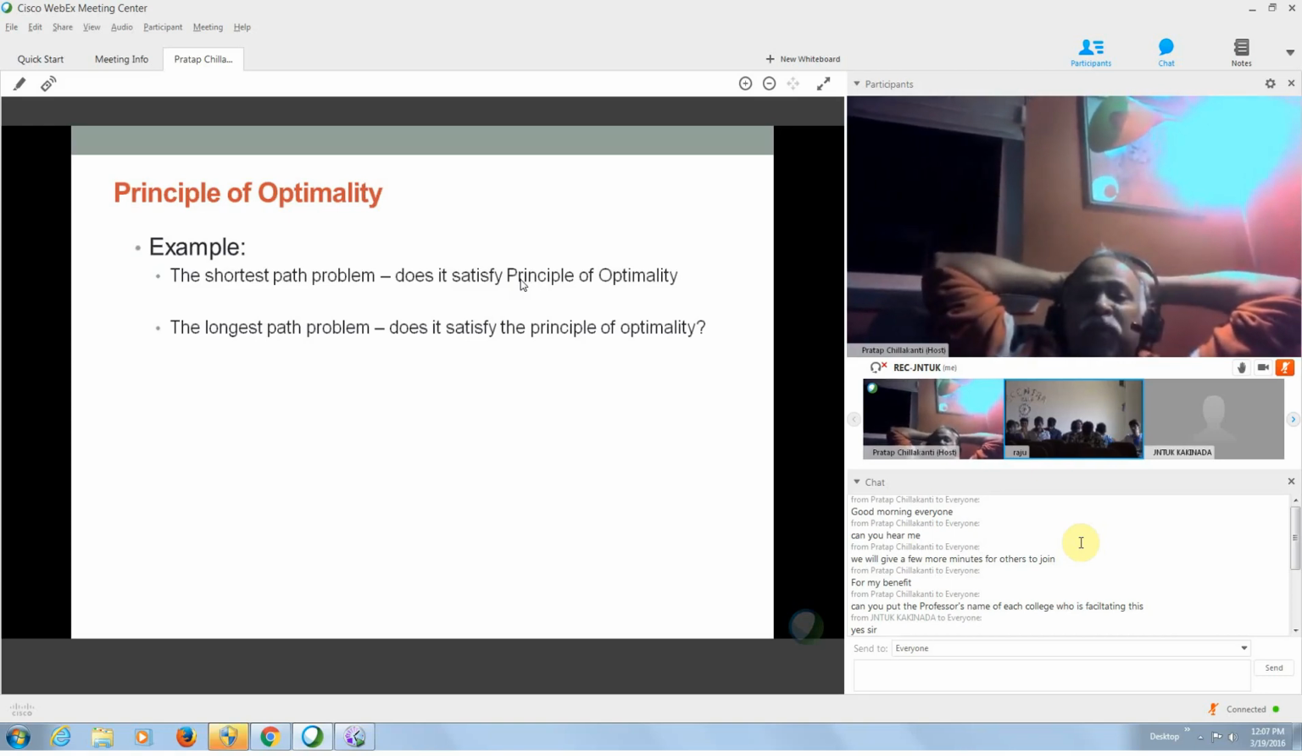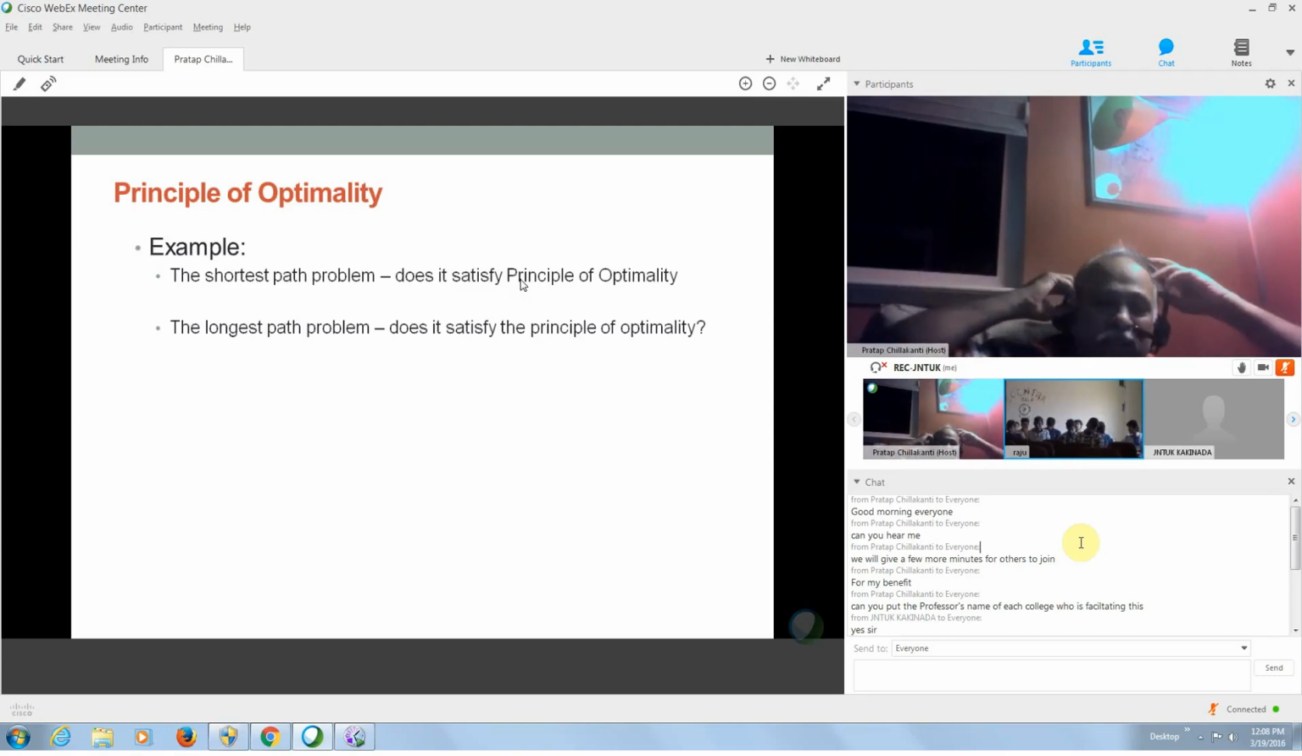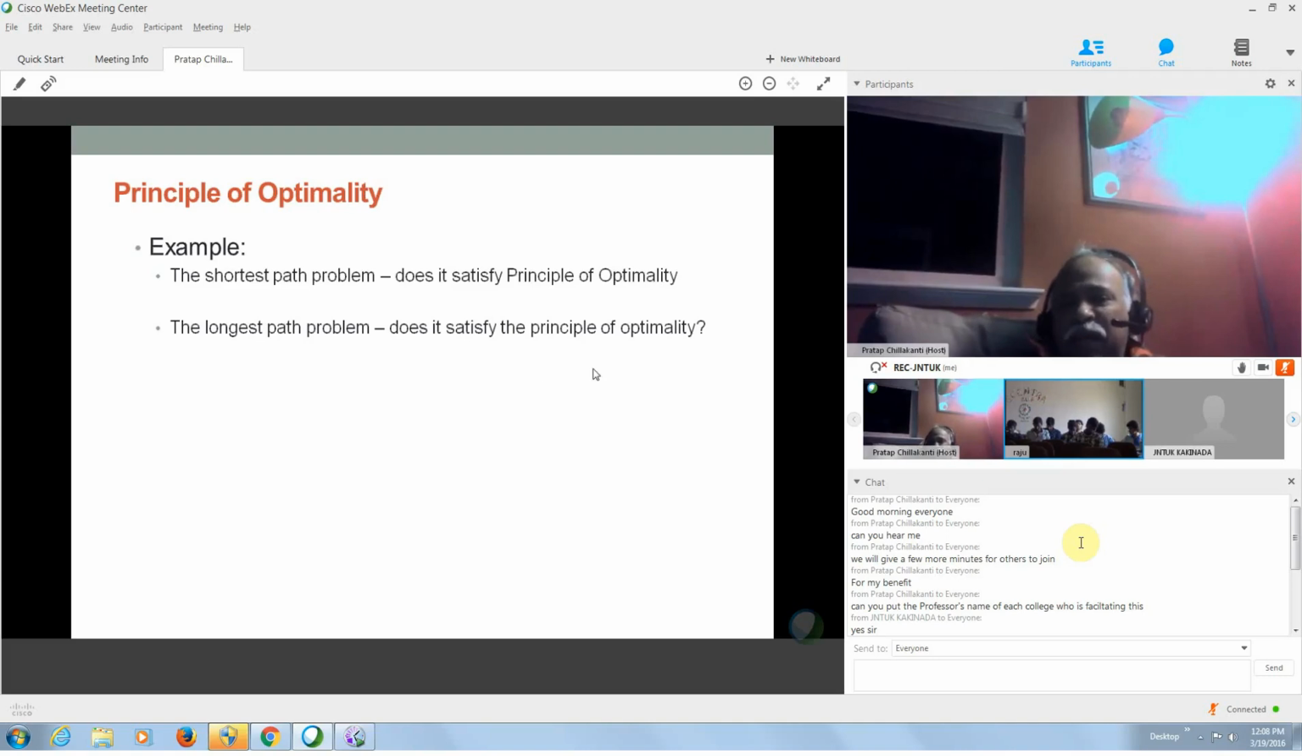Now for the longest path problem, does it satisfy the principle of optimality? Is it a yes or a no? I'll simply say it's a no. Okay? It's very easy to prove again that the principle of optimality is not satisfied. If you go back to our slide deck on the chapter, you will see in one of the slides I explained that.